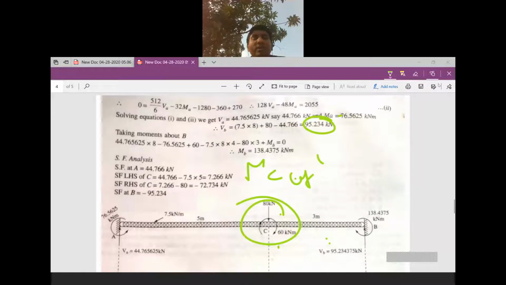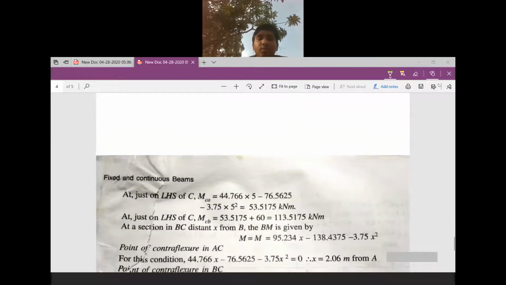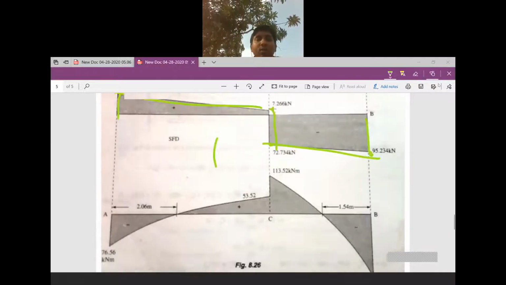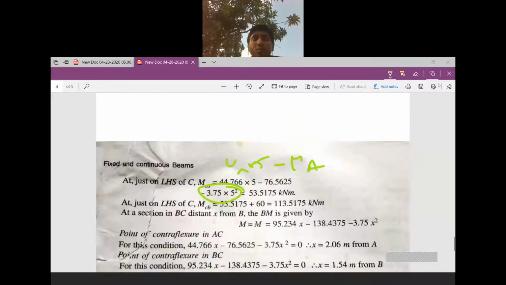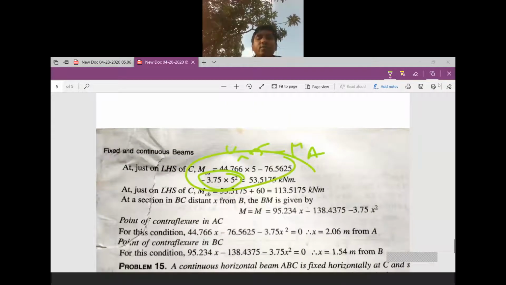Moment about C left means VA into 5 meters. Here it is. VA is 44.766 into 5 meters. VA into 5 minus MA. Then this one is 7.5 into 5 into 5 by 2. That is UDL, here the UDL is acting. 7.5 into 5 into 5 by 2. That is up to here. You have moment about C.